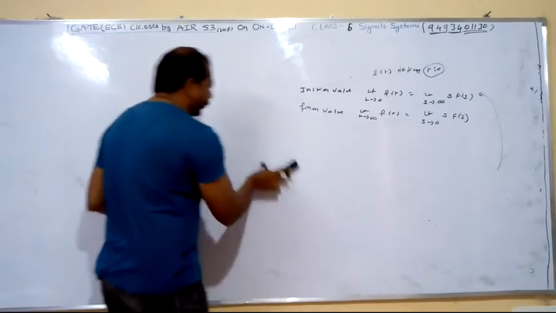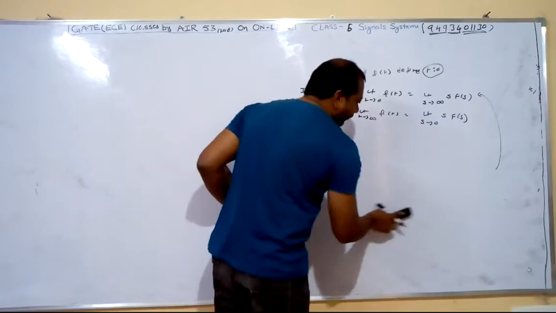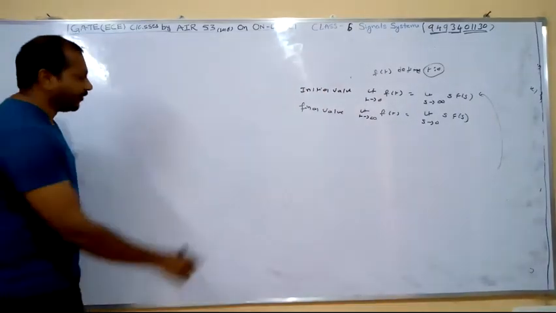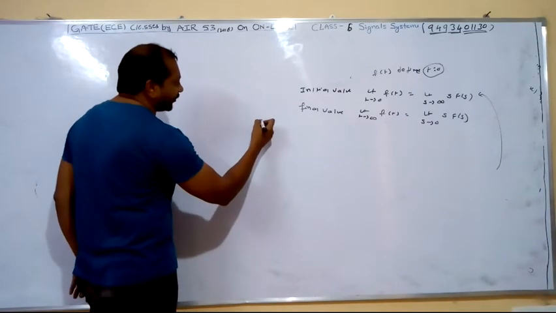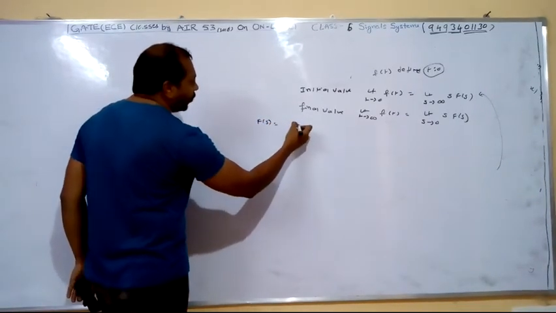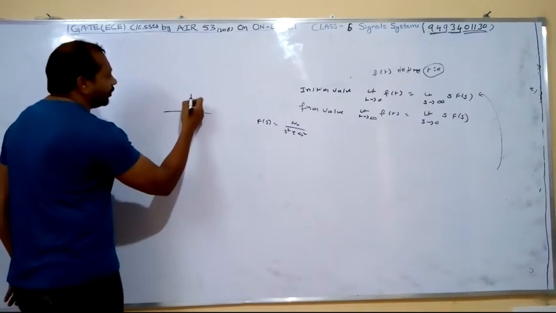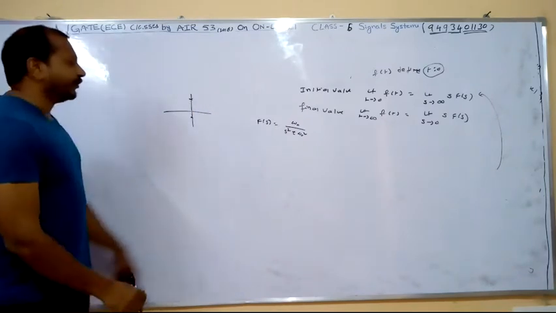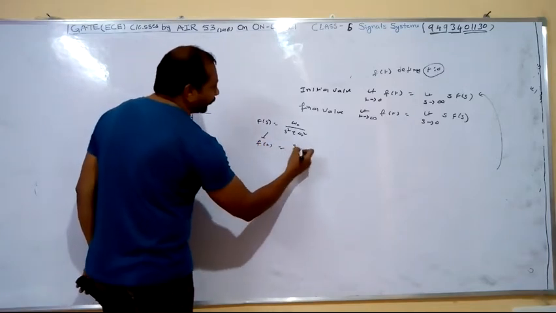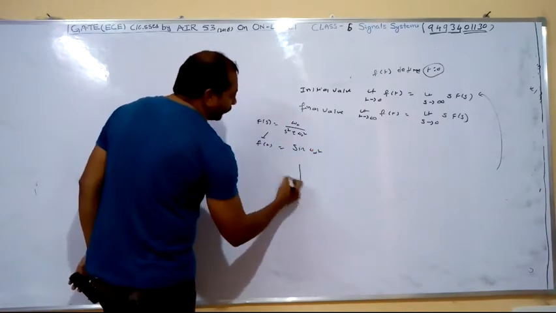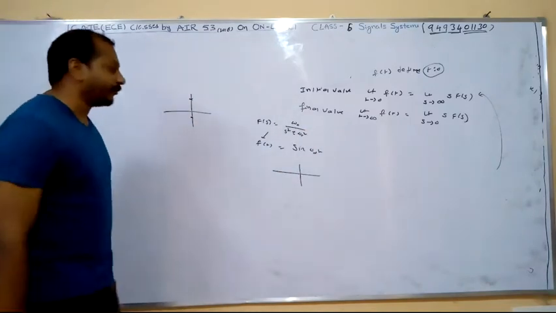Next, one more case. Suppose a pole exists on the j omega axis. That is the situation where f of t is oscillatory in nature. For example, suppose F of s is equal to omega naught divided by s square plus omega naught square. Here the poles exist on the imaginary axis, which is the sign of oscillatory behavior. The corresponding f of t is equal to sin omega naught t.